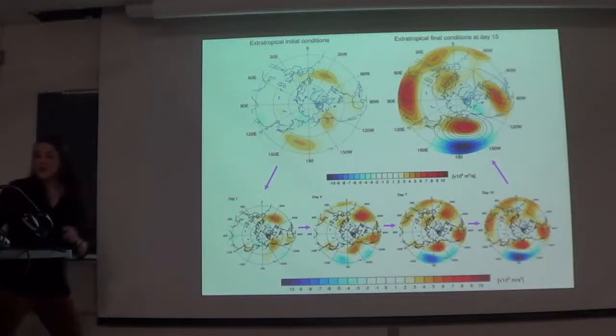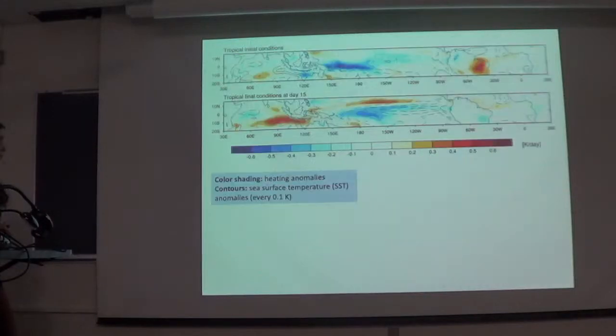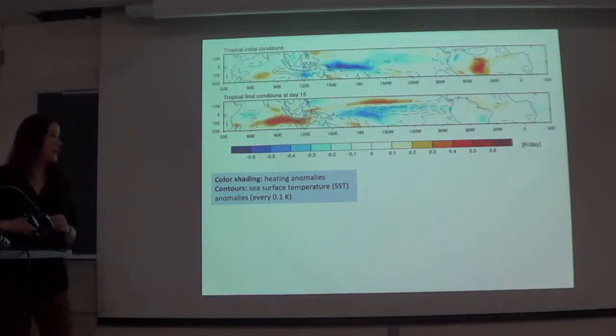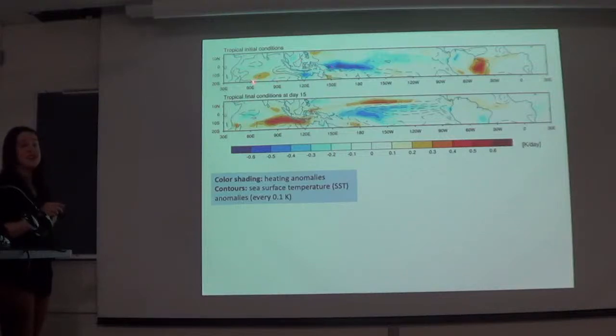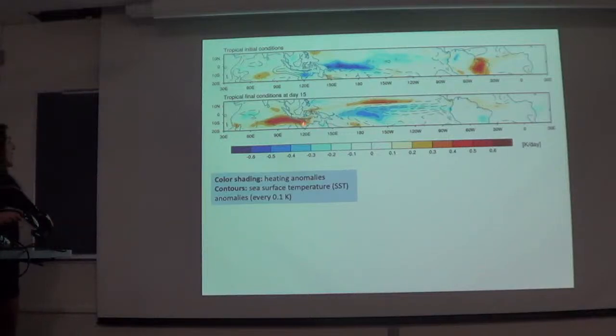Now there's another piece of the puzzle, which is the tropics. So what are the tropics doing over this 15-day period? In the color shading, we have our heating anomalies. Where you see positive heating anomalies, that's a region of enhanced convection. So we have some enhanced convection in the Indian Ocean and some suppressed convection in the Pacific. And then 15 days later, this enhanced convection has shifted eastward, and this suppressed convection is then across the Pacific here.